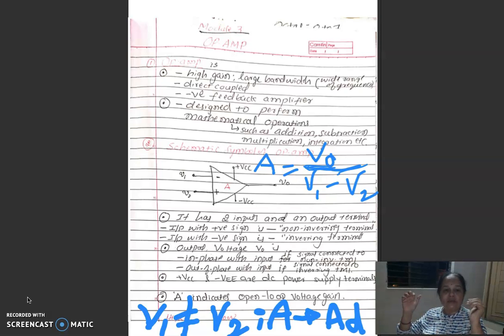First, let us see what is op-amp. Op-amp is a high gain, large bandwidth, direct coupled negative feedback amplifier. You'll have to answer the question what is op-amp in this way. Op-amp is a high gain, large bandwidth, direct coupled negative feedback amplifier. Let me make you understand each of the terms over there.